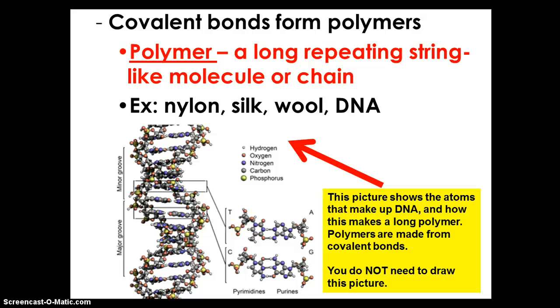This picture shows the atoms that make up DNA: lots and lots of hydrogen, oxygen, nitrogen, carbon, and phosphorus atoms. And this is in your DNA in all your cells right now in your body. And this makes a long polymer. DNA is a long string of molecules. Polymers are made from covalent bonds. Remember, crystals are made mostly from ionic bonds, but polymers are made from covalent bonds. You do not need to draw this picture, it's just there to show you all the parts.